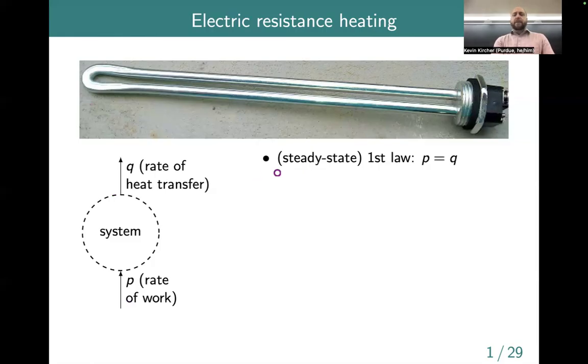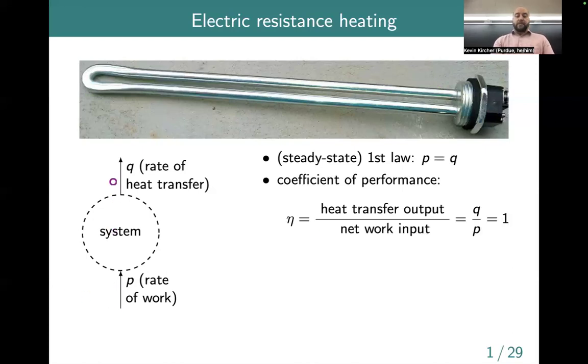And if we do a steady state first law balance, so conservation of energy balance on the system, where here we'd be drawing the system diagram around the hunk of metal here and the resistor, we find that the input work is just equal to the output thermal energy.